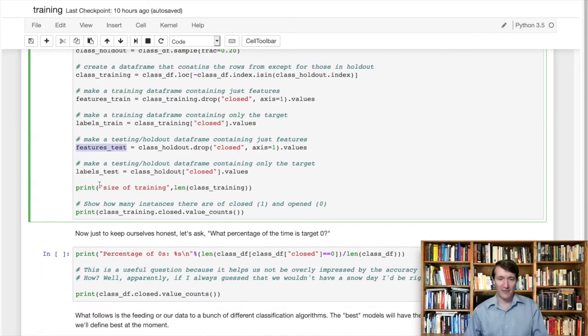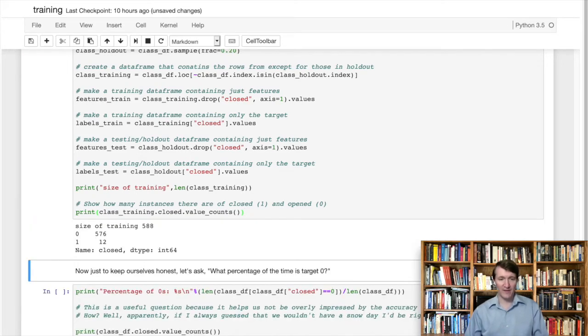And here I go ahead and print out the size of the training data. And then actually this little bit of code here tells me about the counts, sort of ones versus zeros, so we can just get a feeling. So the training data, there's 588 rows. So we're looking at 588 days worth of data. 576 of those days, school was open. 12 of those days, school was closed.